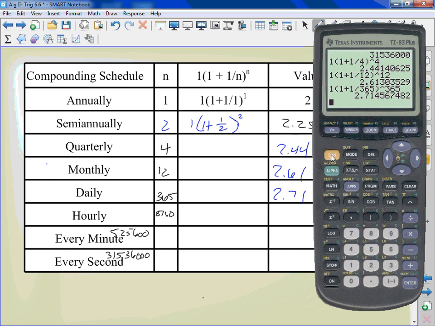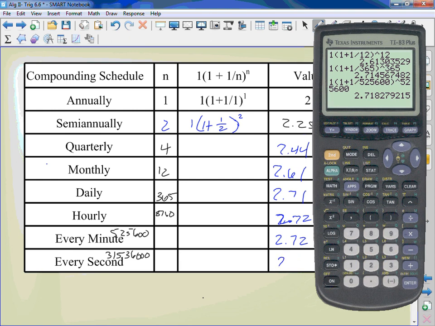Okay, that's what Malik just said. Do the next one, 525600. I get 2.72. Oh, wait, I skipped one. What'd you get for hourly? 2.72. And what's secondly? What are you noticing? It's starting to become 2.72.